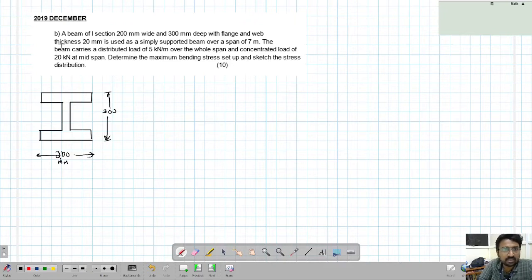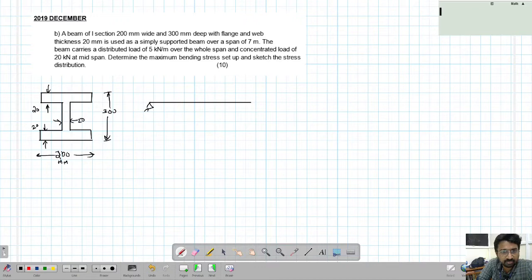Then web thickness is 20 mm. Flange and web thickness is 20 mm. So this is 20 mm, this is flange 20 mm. Web is also 20 mm. This is also 20 mm. So web and flange thickness are 20 mm. So it's a regular section. Now it is to be used as a beam. It is used as a simply supported beam.